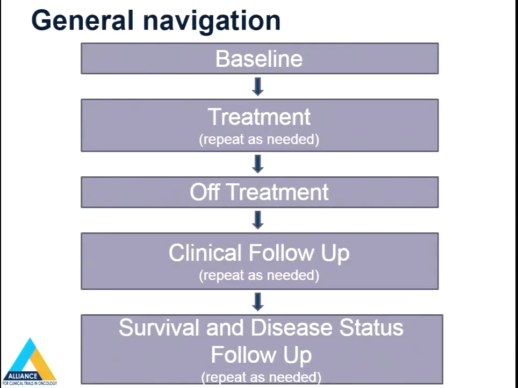And I think the key point here is that it's pretty linear. So we expect you to start in baseline and then go to treatment. You can repeat in the treatment phase of the trial as long as you need to, but eventually patients go off treatment. After they go off treatment, they go into a phase of follow-up. They can skip clinical follow-up and go right to survival follow-up, or vice versa, and maybe never have a survival follow-up phase, but it needs to go in that direction.